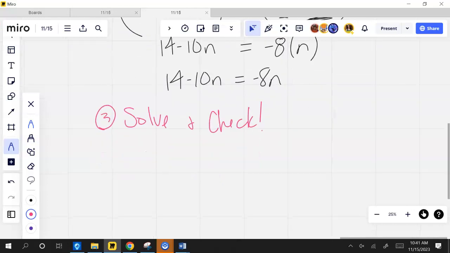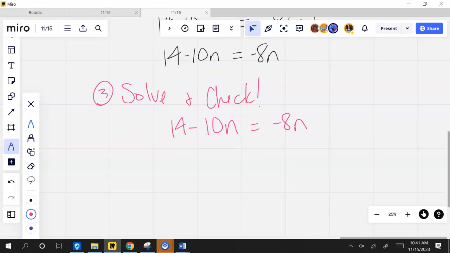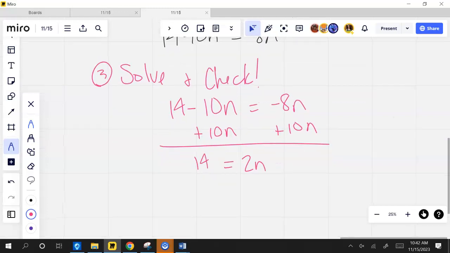All right. How am I going to solve this? That's exactly what I would do. Get your n's together and your constants together. You could have added 8. If you added 8, then you'd have to move the 14 as well, because you'd have 0 on one side. Doesn't really matter. And now do what? What does n equal? Check it. It's not extraneous, it works.